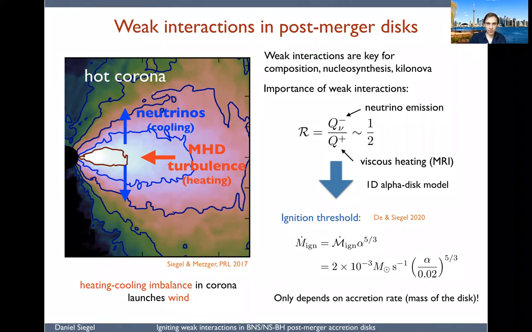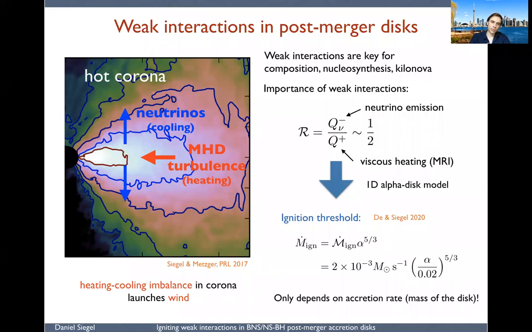Weak interactions are really key here in setting the composition of the disk, the evolution of the disk, and then the outflow and nucleosynthesis conditions, and therefore the kilonova signature as well. The basic question we want to address is when, how, and if weak interactions become important in these post-merger scenarios as we scan the parameter space for neutron star binaries.